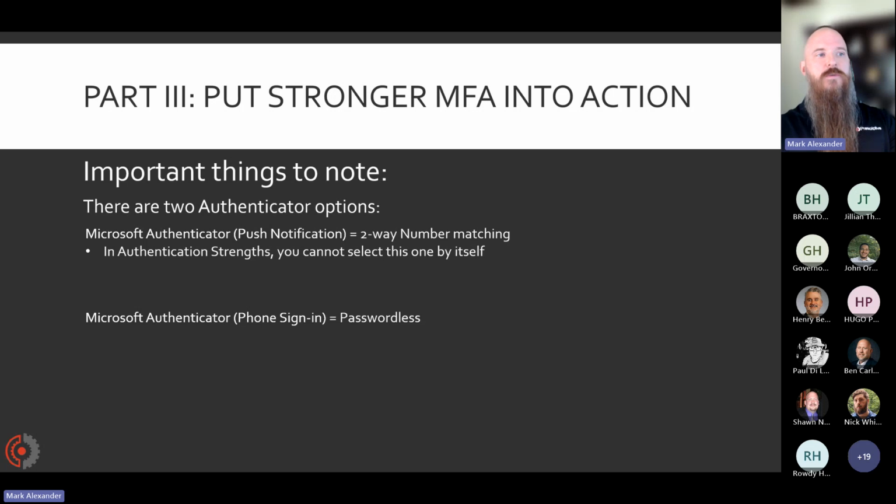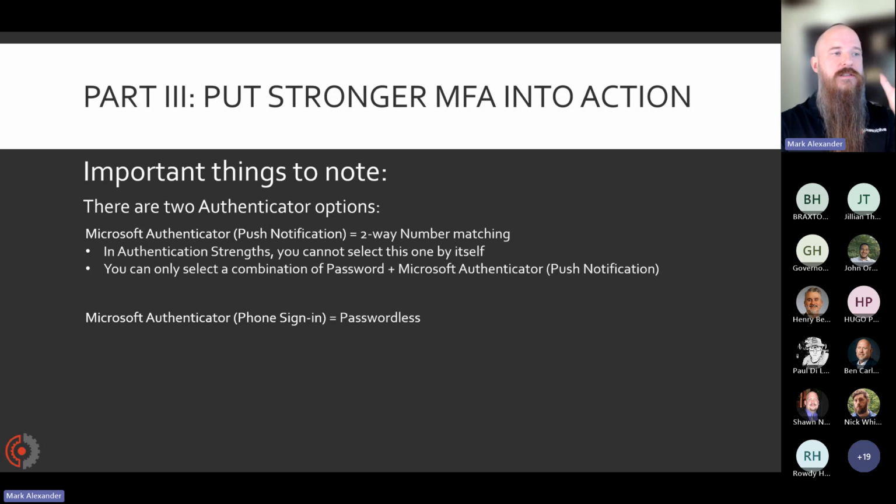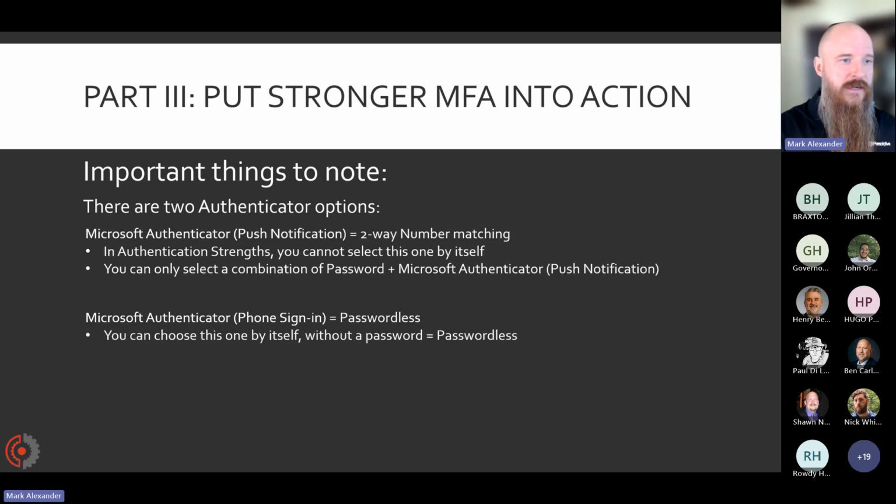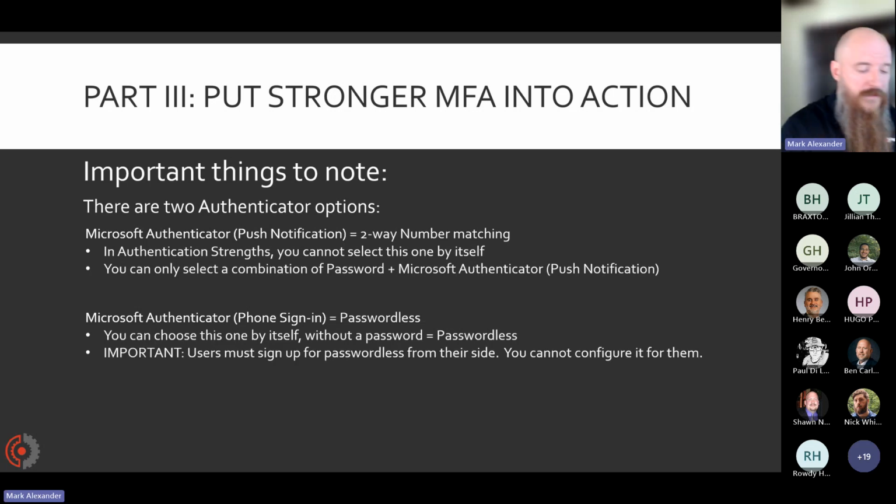And this explains why when you see push notification in authentication strengths, you can't select it by itself. It's always combined with password. And this is why you can pick the phone sign-in option without a password, because it is, by definition, passwordless. But the key here is, don't just pick that.